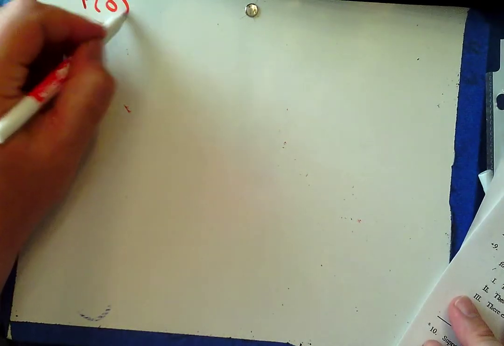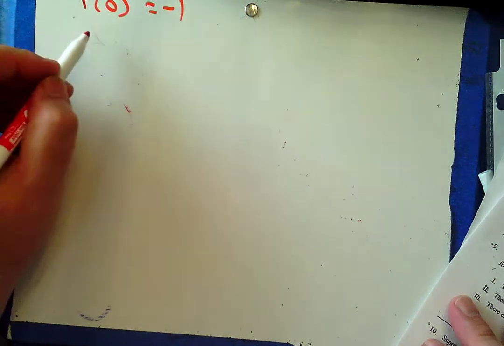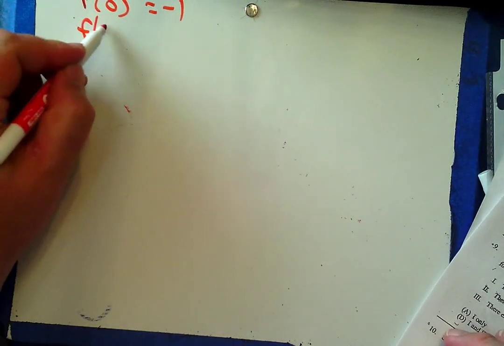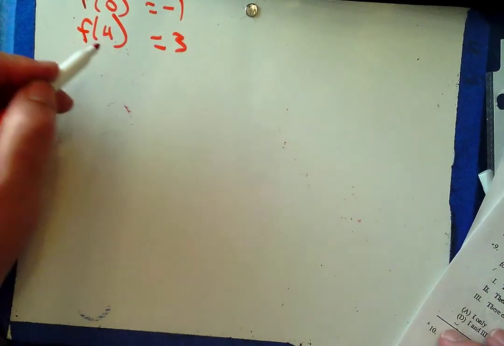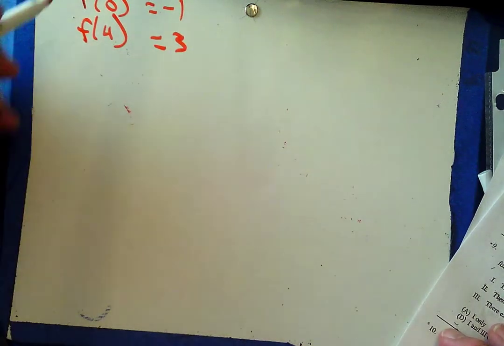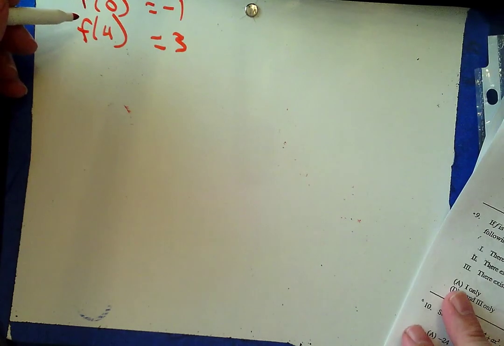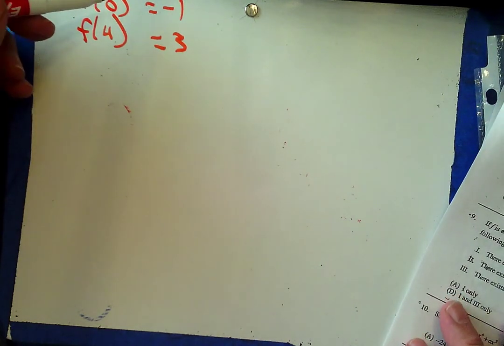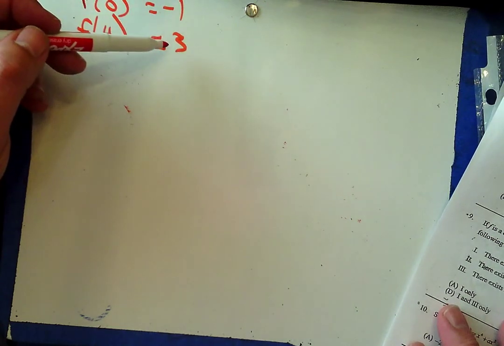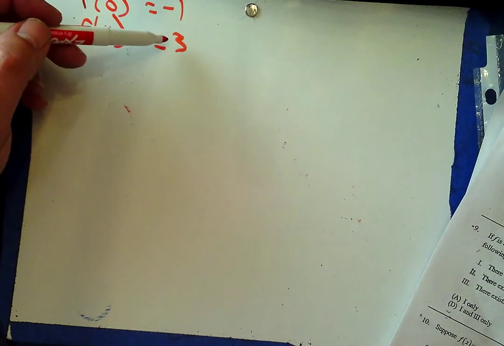Number 9. 9 says f is differentiable. F of 0 equals -1. F of 4 equals 3. Well, we know because f is differentiable that f is also continuous. And with IVT, we know that we have to pass through all the y values from this y value to this y value. So we're going to pass through 0 and we're going to pass through 1.